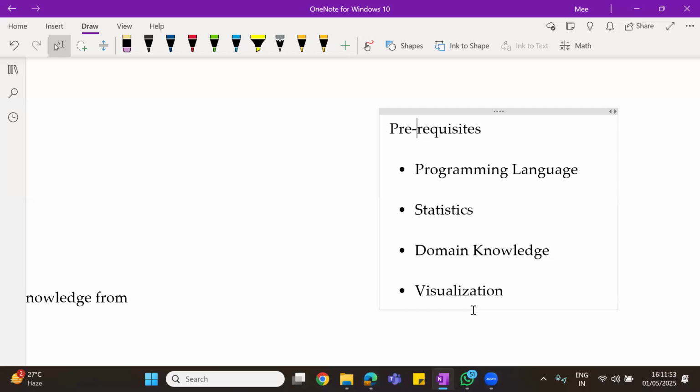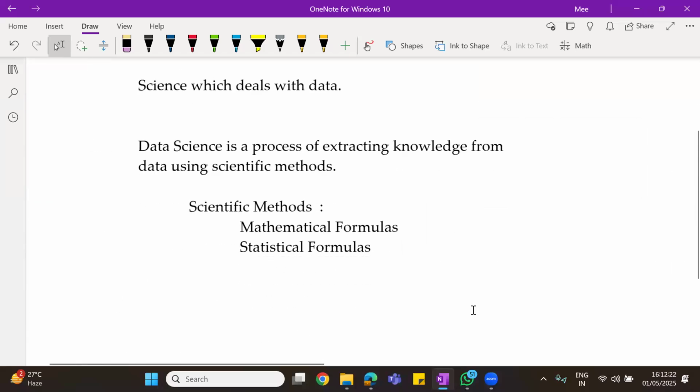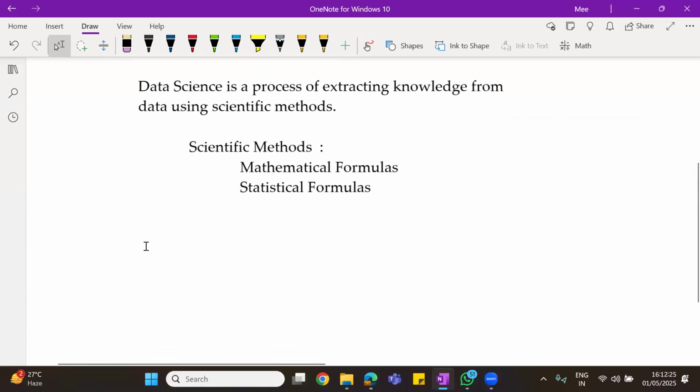It is an interdisciplinary field. Multiple fields are involved. I'm talking about the third definition: an interdisciplinary field which uses programming knowledge, statistical knowledge, and domain expertise to extract knowledge from the data. Okay, so I'm putting down the third definition, guys.